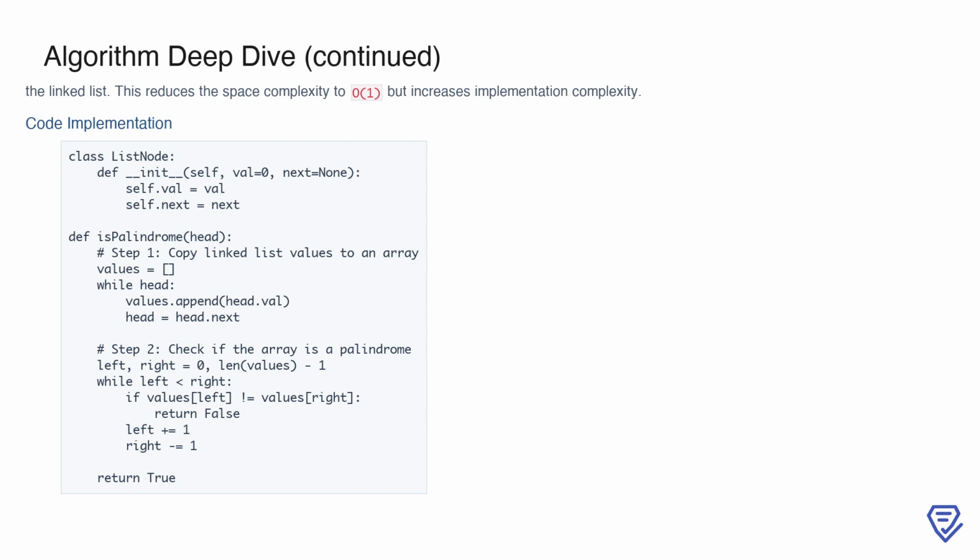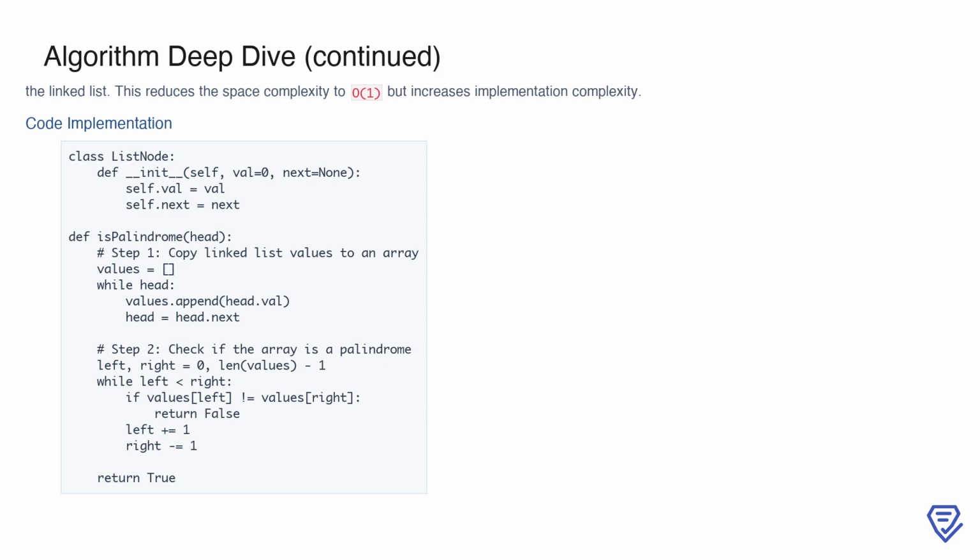In another while loop, we check whether the values at these pointers match. If they don't, we return false. If they do, we move the pointers inward and continue until they meet. Finally, if all comparisons are successful, we return true, indicating that the linked list is a palindrome.